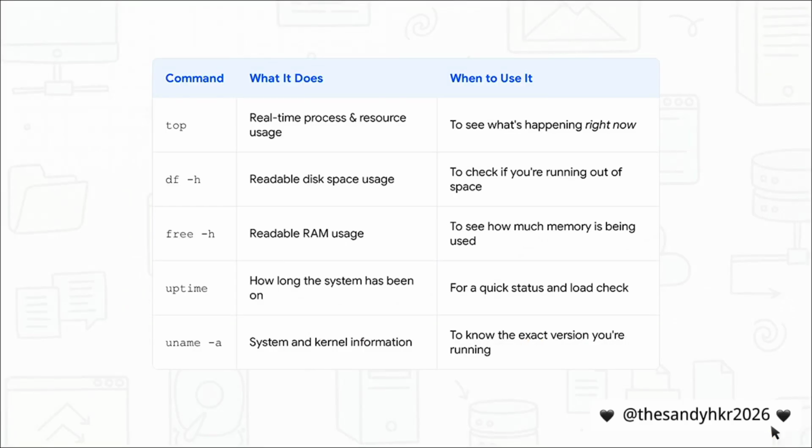This table right here, this is basically your command line dashboard. Let's use a car analogy. Top is like looking at your car's RPMs in real time. It shows you what's running hot right now. df -h and free -h, those are your fuel and oil gauges. They tell you how much disk space and memory you're using. And that little h just means human readable, so you get gigabytes instead of a crazy long number. Uptime tells you how long the engine has been running and how hard it's working. And uname, that's like checking the car's model and year. Each one gives you a critical piece of the puzzle.